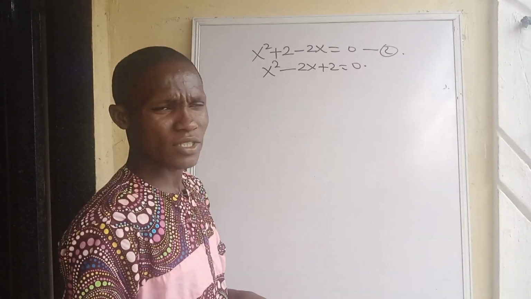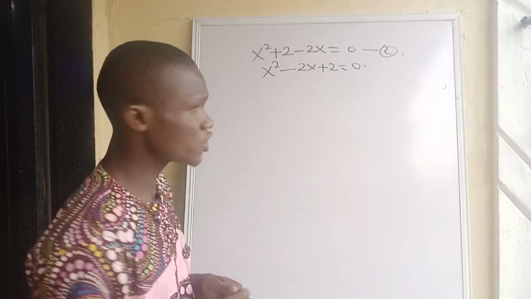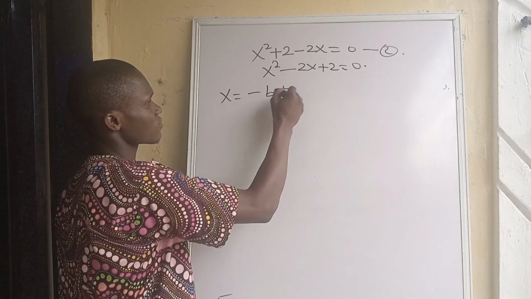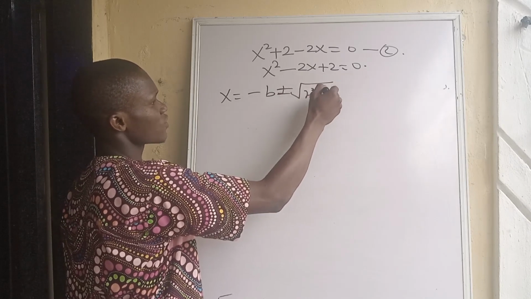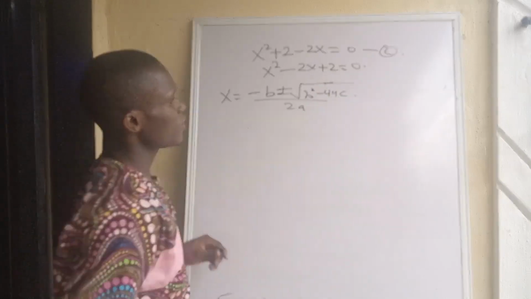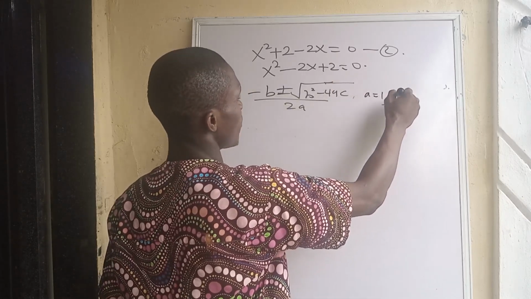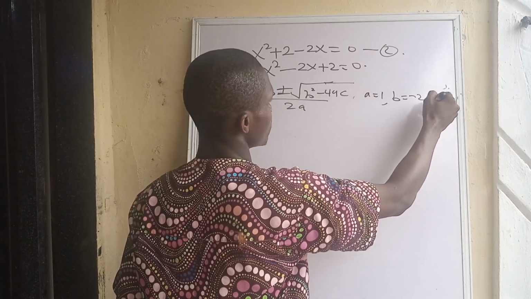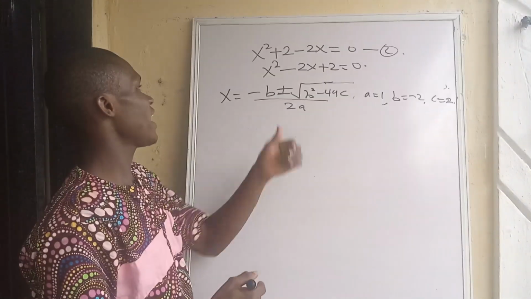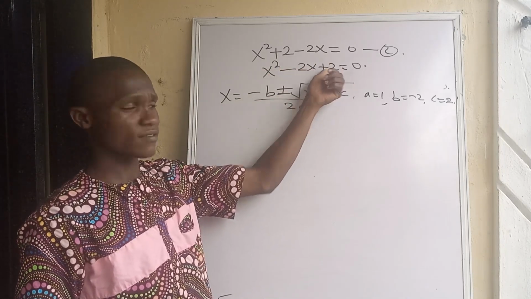So we apply the formula method for quadratic equations, which says x is equal to minus b plus or minus the square root of b squared minus 4ac, all over 2a. Now we identify our a, b and c. Our a is equal to 1, our b is equal to minus 2, and our c is equal to 2, because the coefficient of x to the power of 2 is 1, the coefficient of x is minus 2, and this is our c.